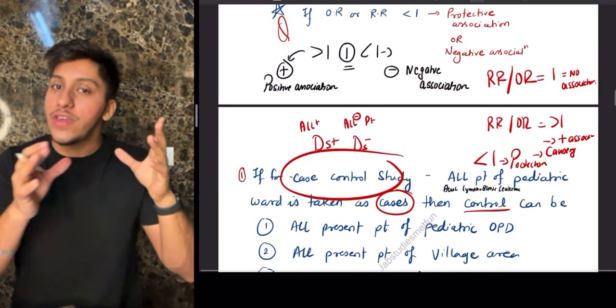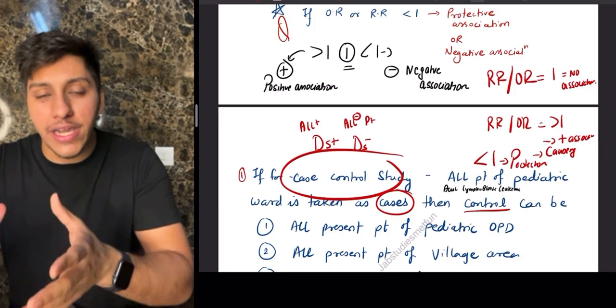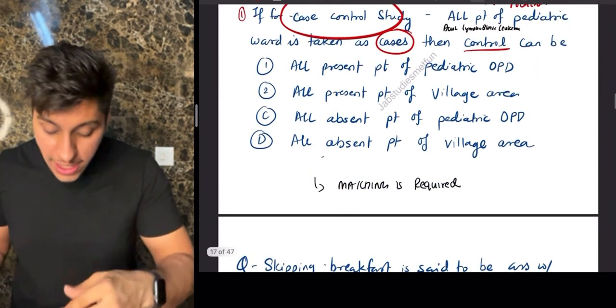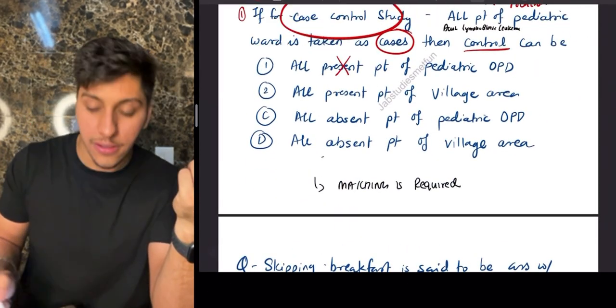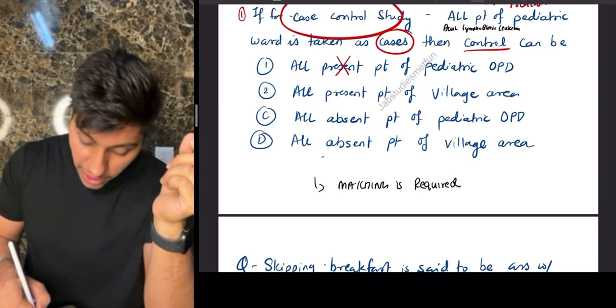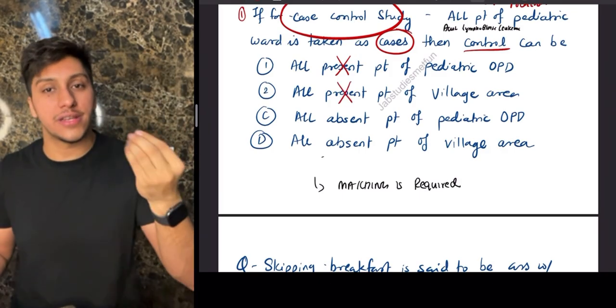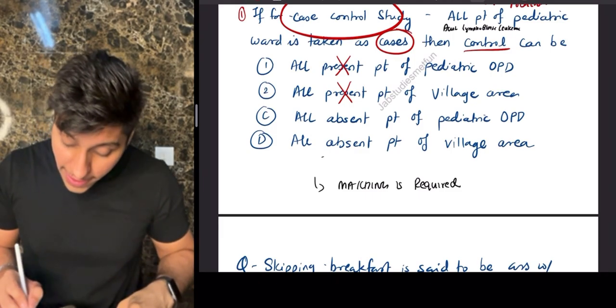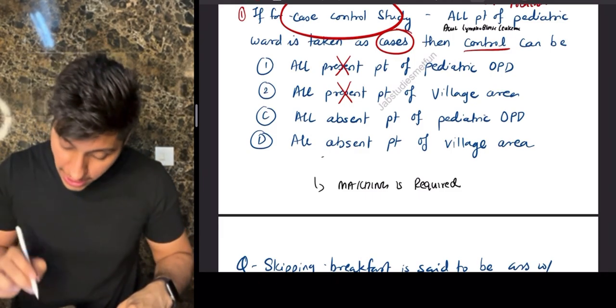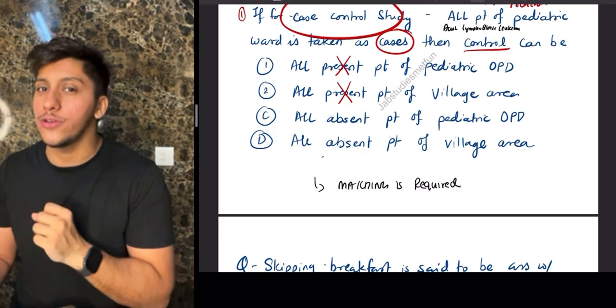They're asking us, we have the case, so who should we take as control? Question number 1, ALL present? No, we already have the disease. We need to have a disease negative. So ALL present people, that answer is removed. Then ALL absent patients of pediatric OPD and ALL patients of village area. Now who will you choose?